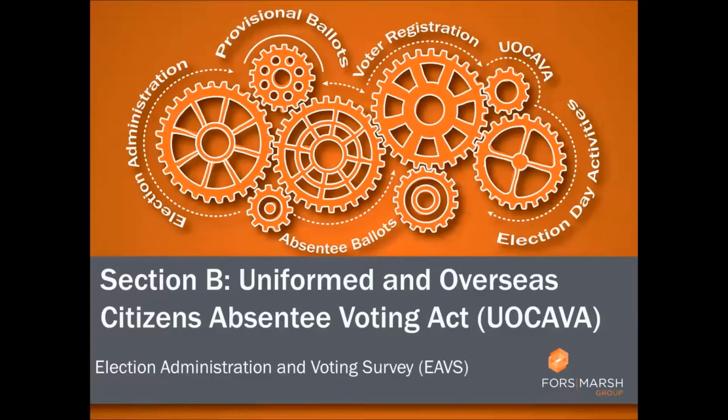Before we begin, it'll be helpful for you to have two documents with you as we review these slides. First, you will want to have a copy of the Election Administration and Voting Survey instrument, and second, a copy of the Supplemental Instruction Manual. The Supplemental Instruction Manual is especially important for Section B because of the definitions it contains, as well as information on a couple of questions that have been deleted from the survey.